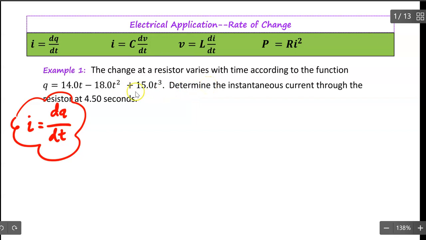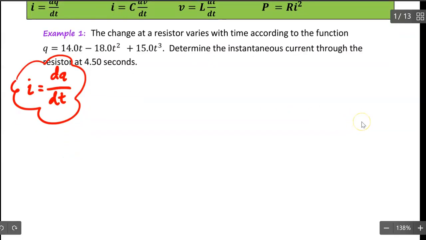Okay, so obviously you're not going to use these other formulas. You're not going to use this instantaneous current formula here because you are not given the capacitor. You also are not given the function V with respect to time. Alright, so this is actually quite simple.